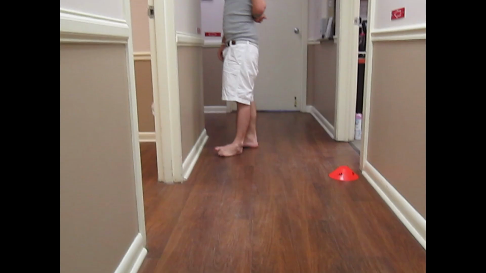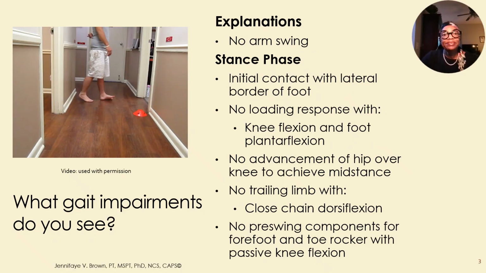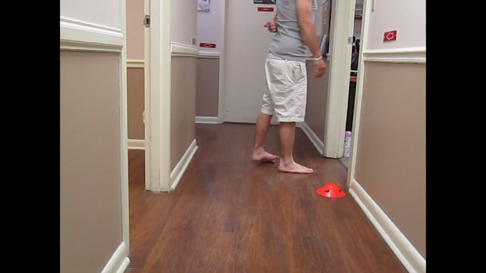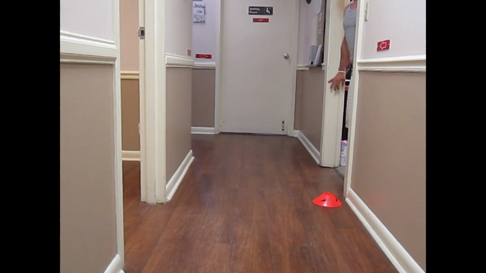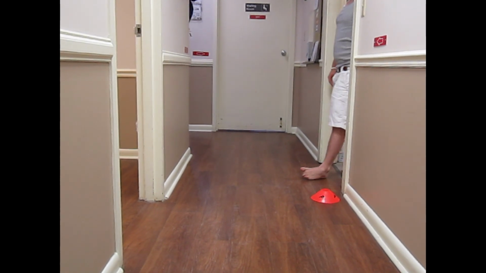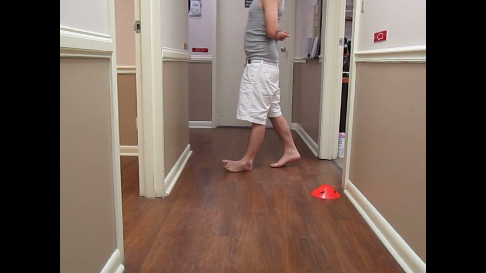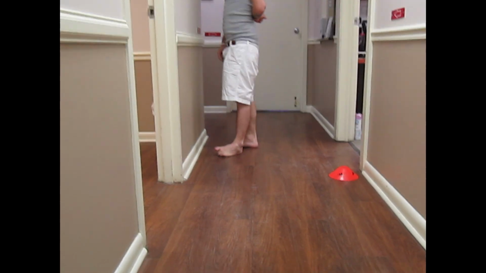Let's look at what happens at stance phase. So at stance phase, there's initial contact with the lateral border of the foot. And in loading response, the heel should come down first, even though it's inverted. And then you have this rapid movement into pronation where there's an unlocking of the midfoot and the tibia internally rotates and goes into forward movement, getting that passive knee flexion.